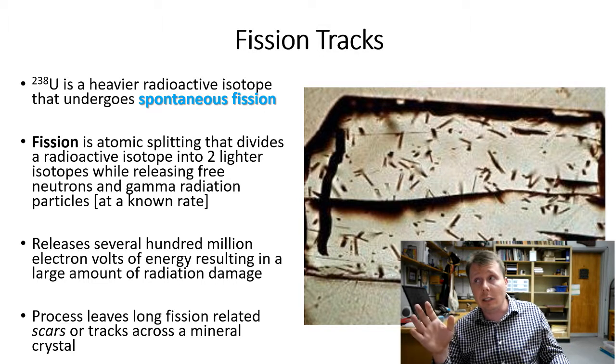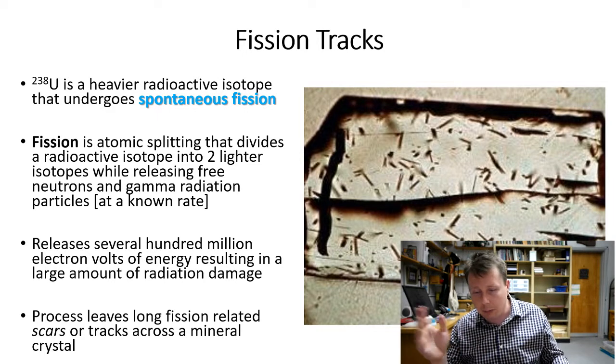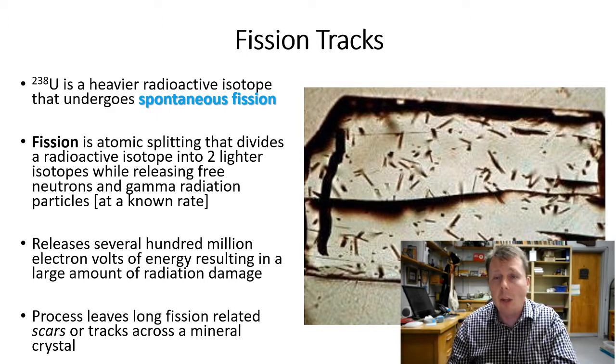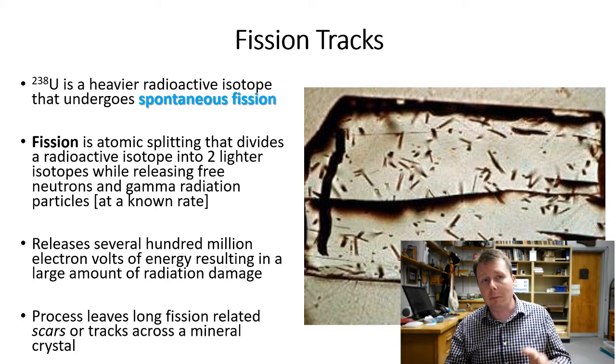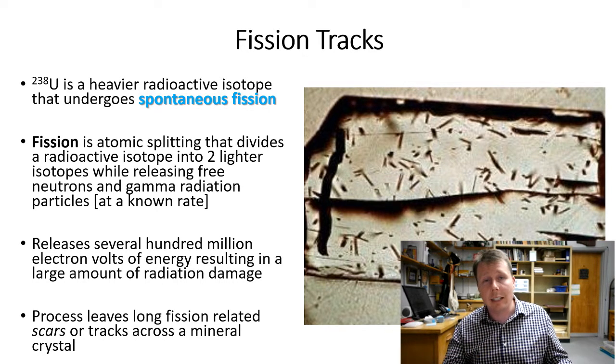And I should clarify that that's the example I'm going to use, but it only happens about 1/3 of the time. There are actually two other ways that fission can divide uranium-238, but we're going to stick with barium and krypton, so that's what we're going to just say happens. Whenever fission happens, not only does it produce barium and krypton, or the two lighter isotopes, it also releases a great deal of neutrons and energy, and that energy can be damaging to the mineral crystal that it's entrapped in.